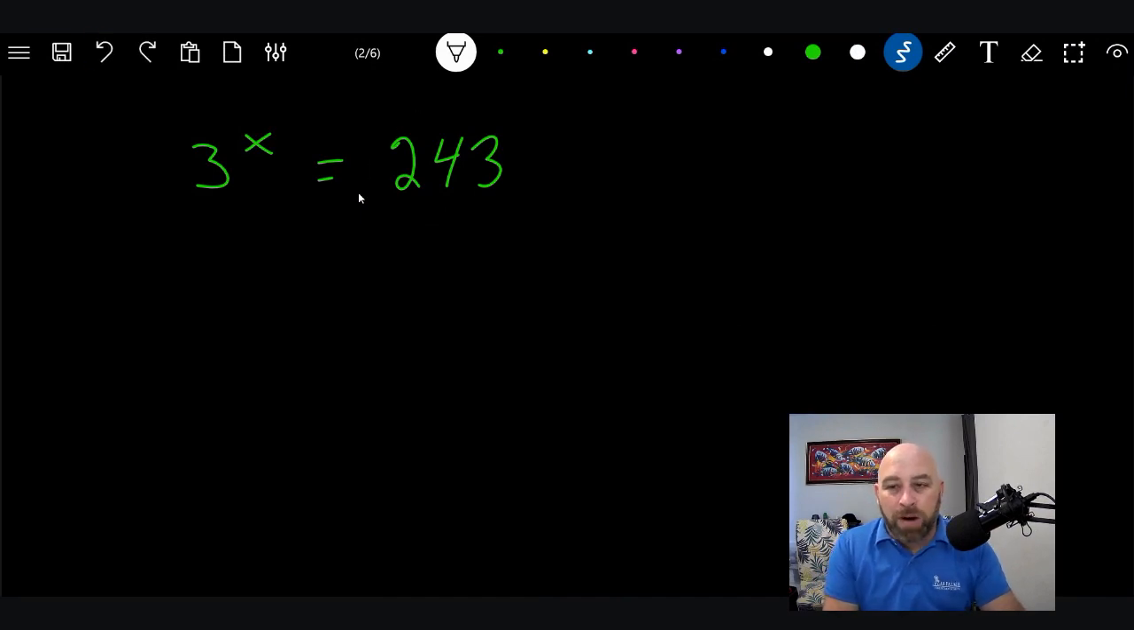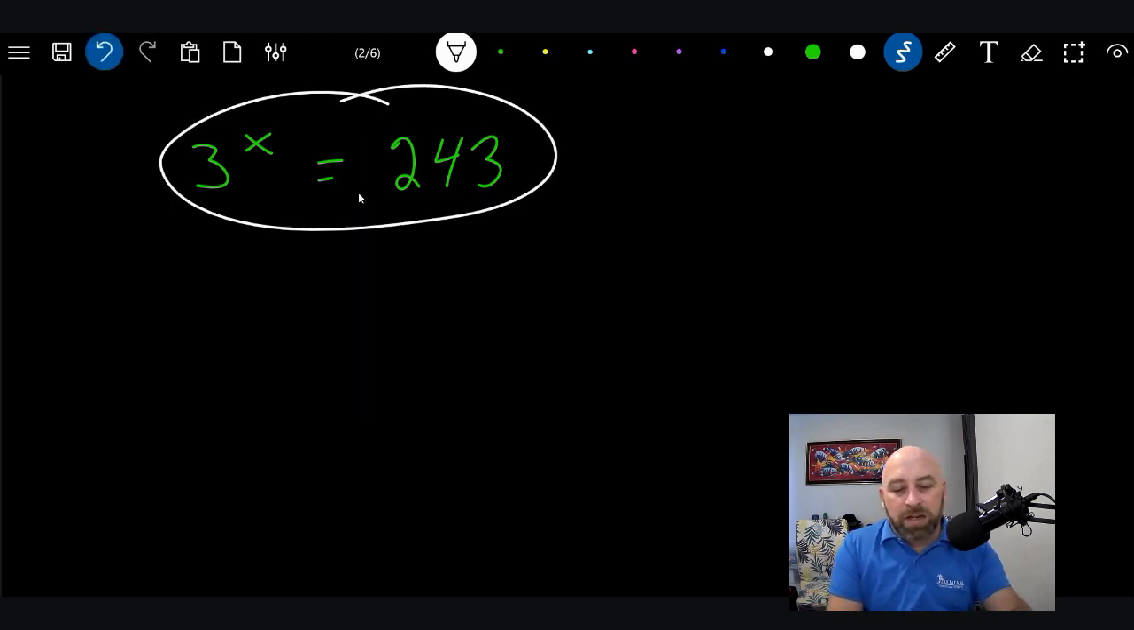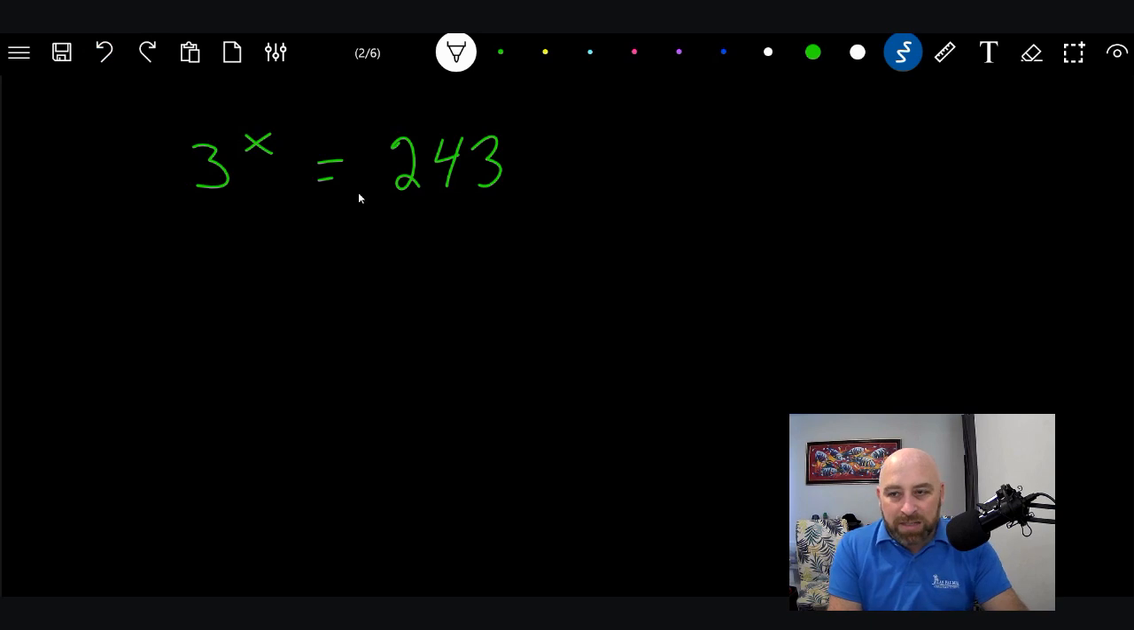Now, right now, probably what you're thinking is, wait a second. This side is an exponential, and this side is just a number. Well, it's still what's called an exponential equation. Why is it an exponential equation? Because we have an unknown exponent. That's important to remember there. We have an unknown exponent. So what should we do?